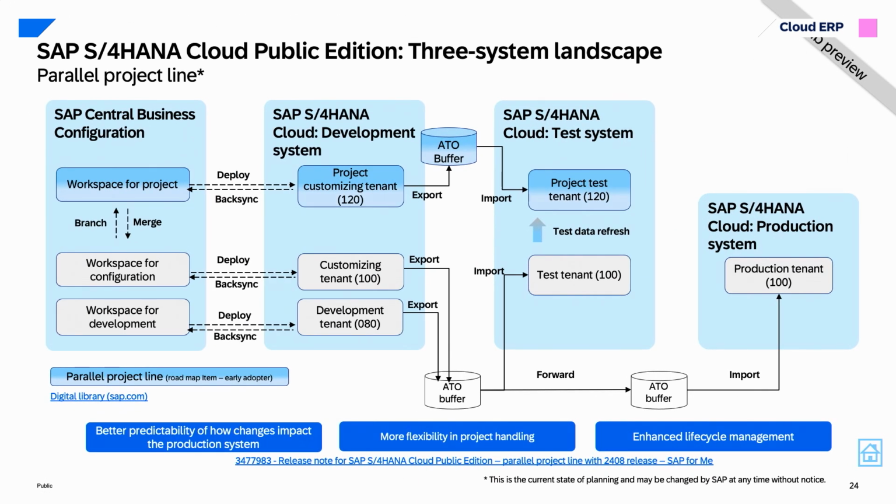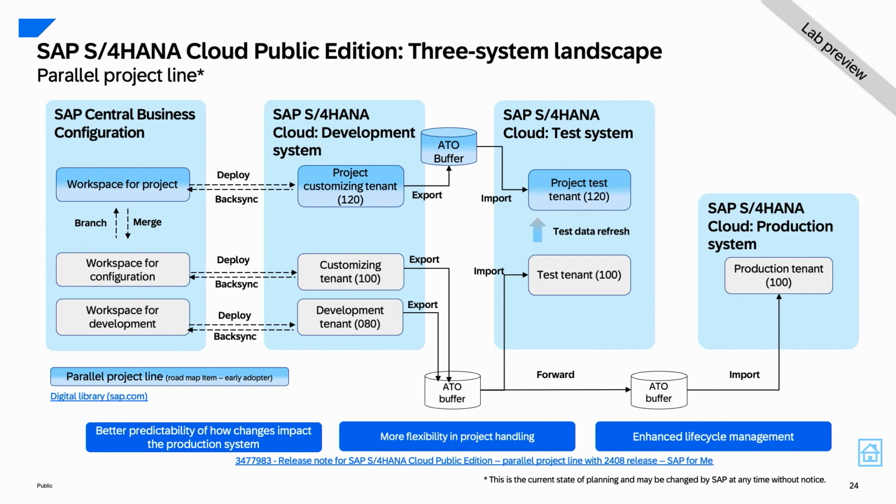It is an opportunity that we can allow our customers, our partners, to have one more parallel line to the main line. So the main line is in the 3-system landscape: development, test and quality, and then production. This is the main line. We added another line parallel to that, which would allow you to have better predictability on how changes impact the production system. You have more flexibility in project handling. You can enhance the lifecycle management of your implementation.